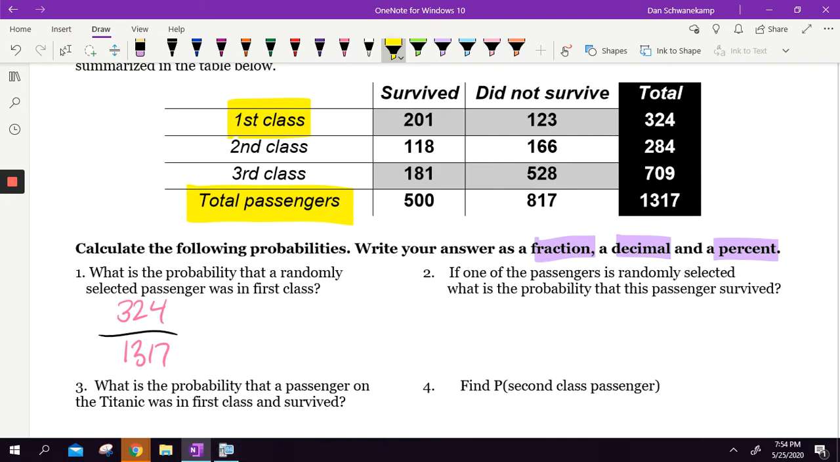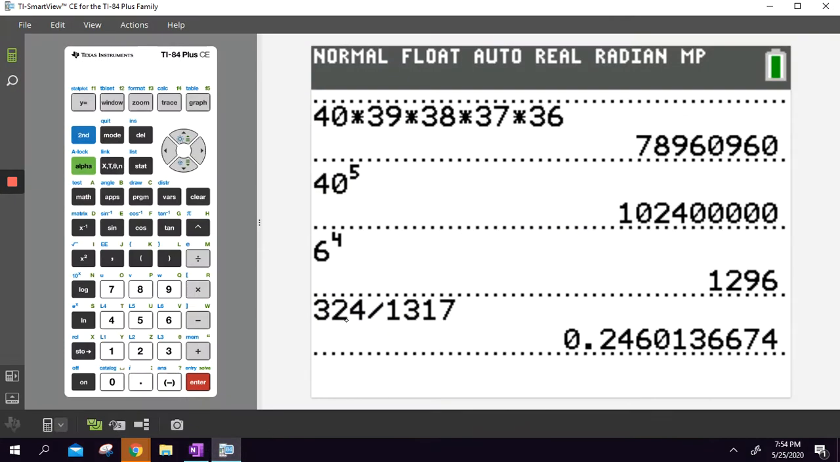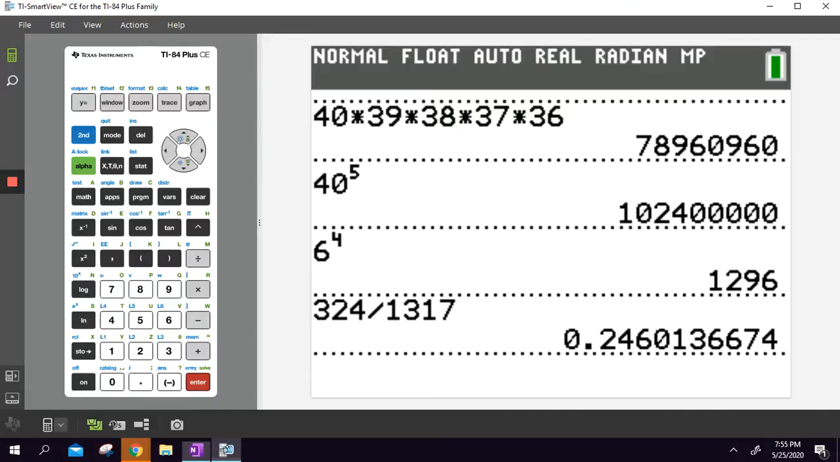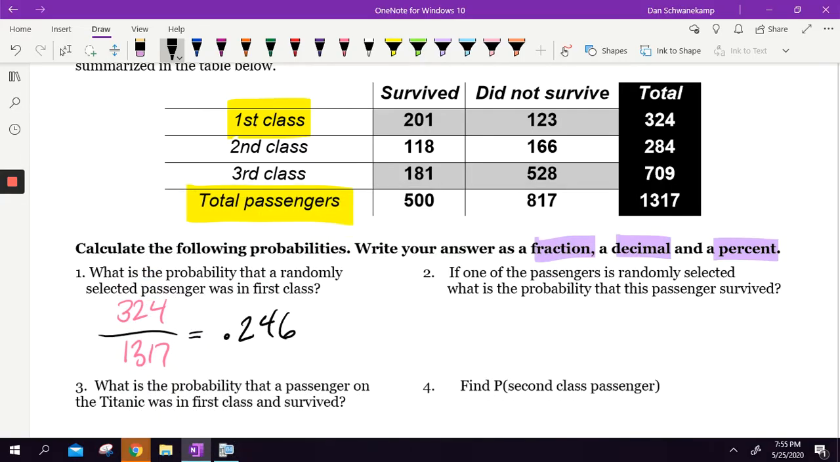Once I've done that, this is where we had issues. We type that into our calculator, 324 divided by 1317. I get this decimal, let's go 3 decimals here, 0.246. So this is the same as 0.246. And then it also asks us to write this as a percent. So I'm also going to say that's equal to 24.6%. Remember, if you want to make something a percent, you got to move that decimal spot 2 places. So there's about a 25% chance that if you pick someone randomly, they are going to be in the first class.